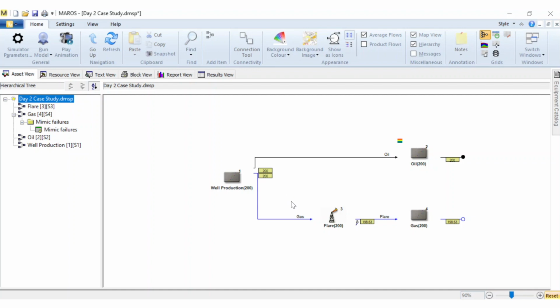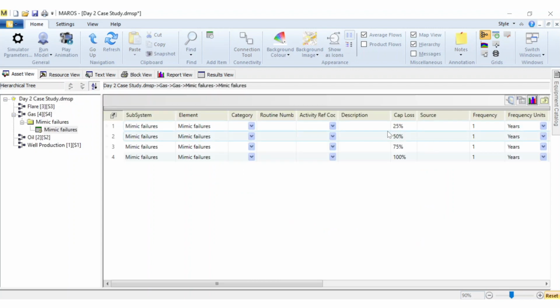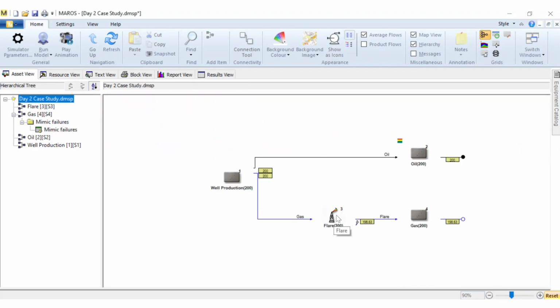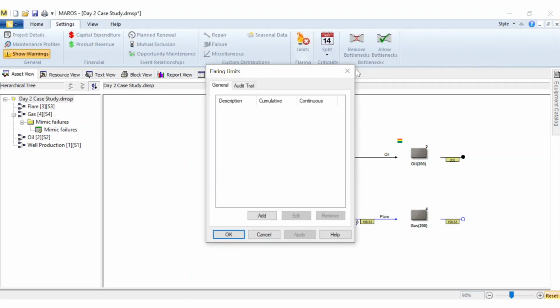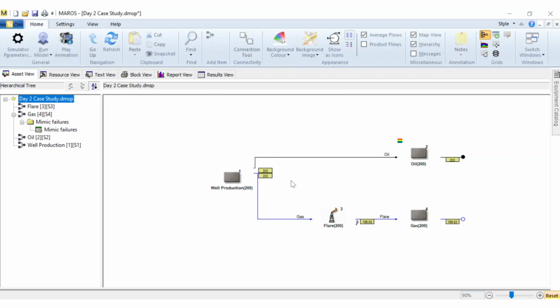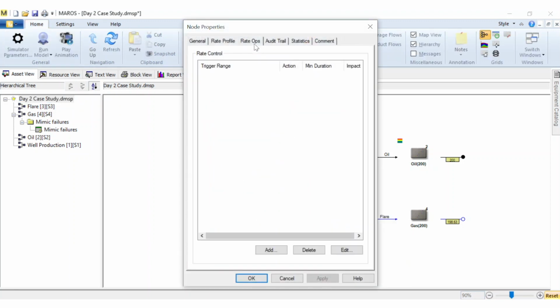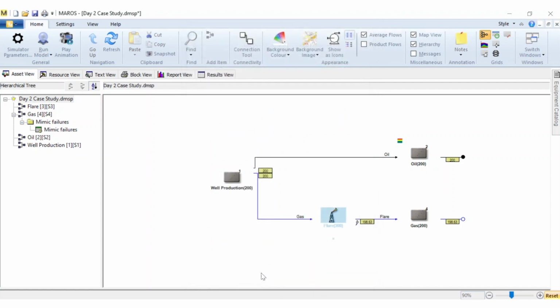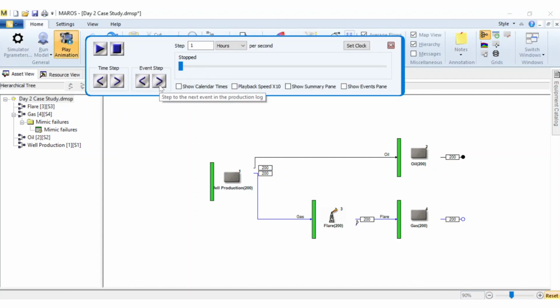To influence the changes in gas flow, we have set up a few schedule activities which will throttle the gas flow at different rates, starting from 25% capacity loss up to 100% loss. And finally, we have also set up a flare, and this flare does not contain any limits, nor any rate constraints.